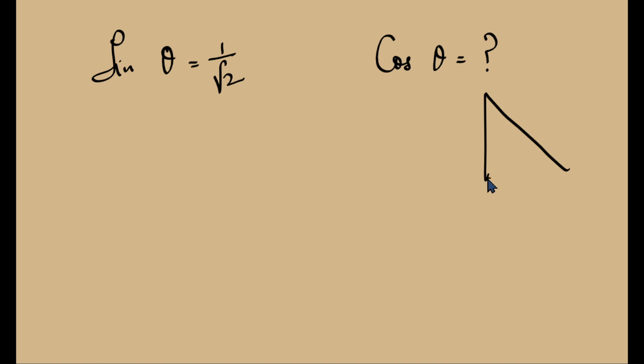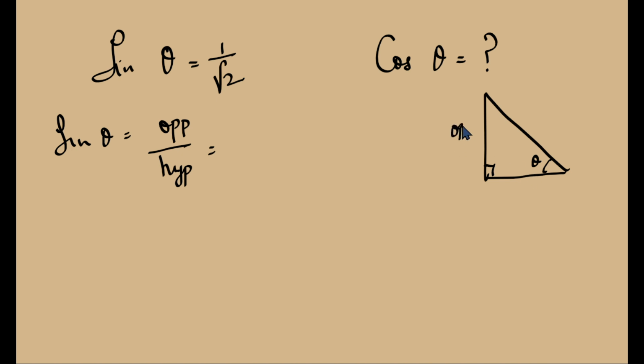So how do we go about this problem? We have a right angle triangle, it's right angled here, and this is angle theta. Sine theta by definition is the length of the opposite by the length of the hypotenuse. This is opposite to theta, and the longest side, the side across the right angle, is the hypotenuse. Since the ratio is 1 by root 2, the opposite side is a multiple of k, 1k, and hypotenuse is root 2k.